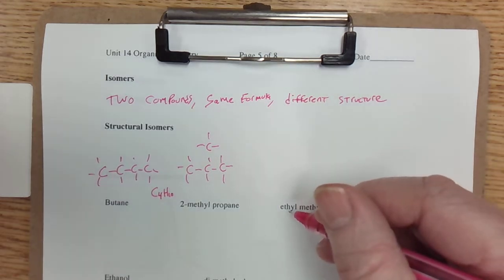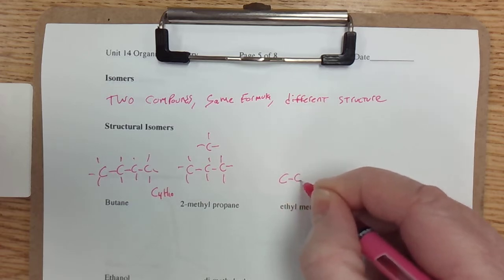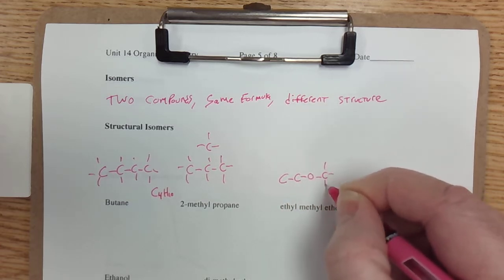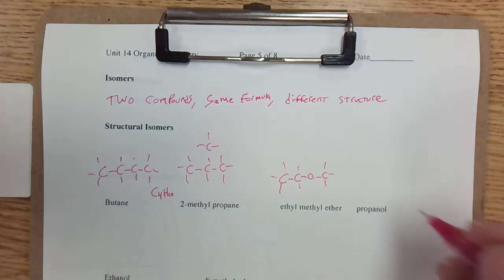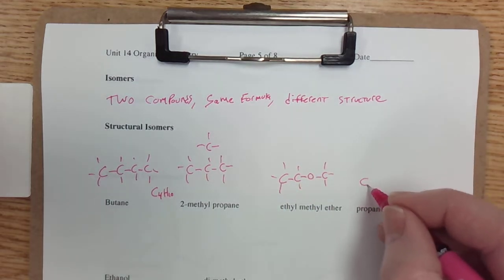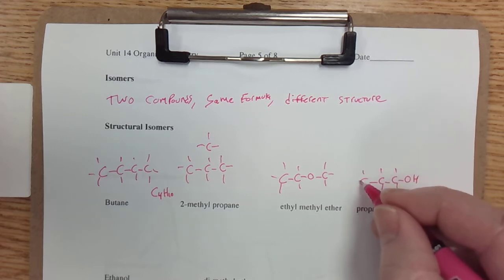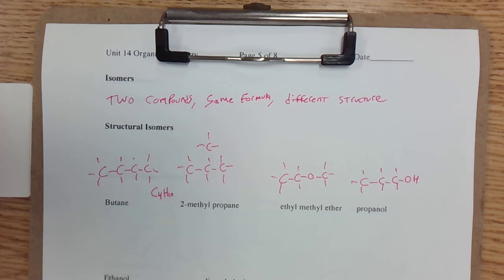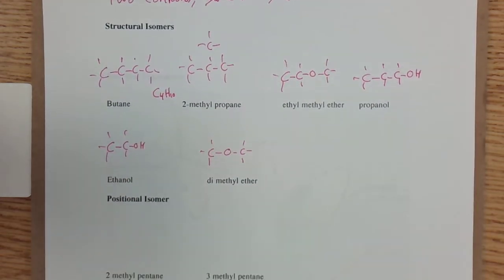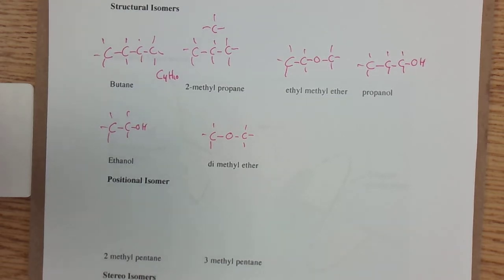Okay? Ethyl methyl ether has 2 carbons, an oxygen, and then a carbon. But propanol has 3 carbons in a row, an OH. So we're always looking for that longest carbon chain when we're doing our names. Ethanol, 2 carbons with an OH group. Dimethyl ether, the 2 carbons are separated by the oxygen. So there's your basic idea behind structural isomers.